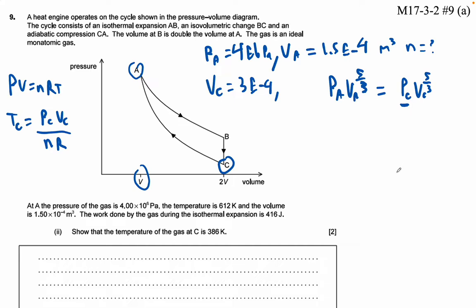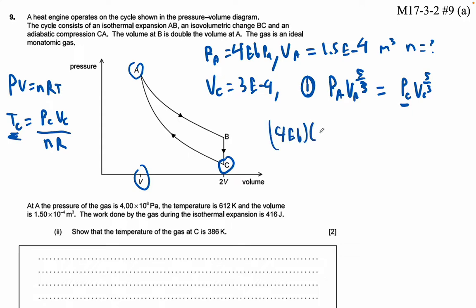Oh, I know. You can use the combined gas law to find the temperature at C without finding the number of moles. We kind of need the number of moles, I feel like. So we can do it 2 different ways. So step 1, let's do this. I feel like that's a good step 1.